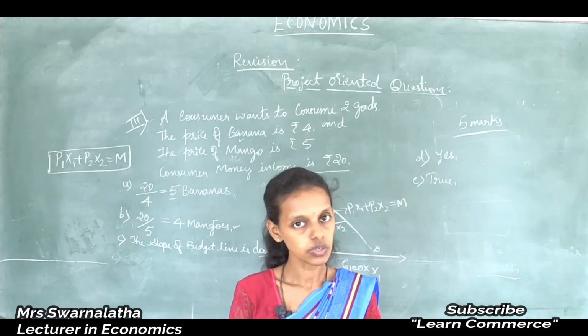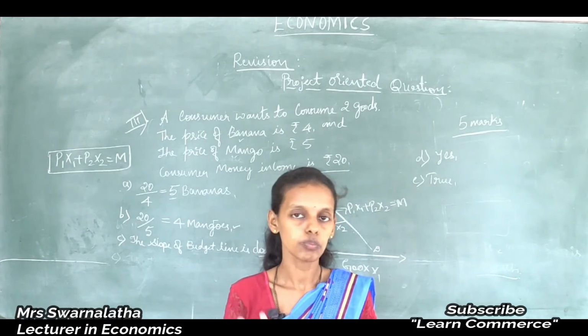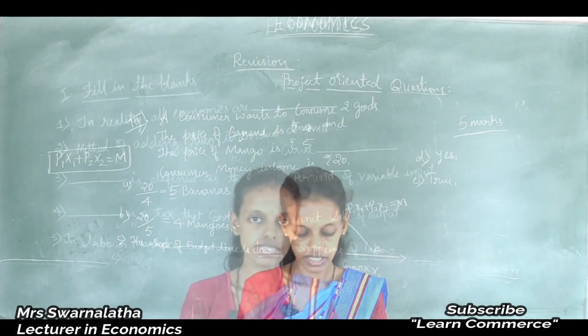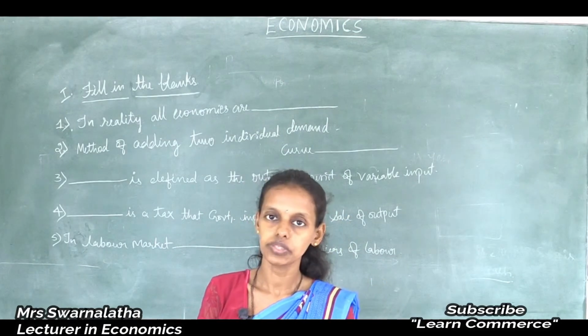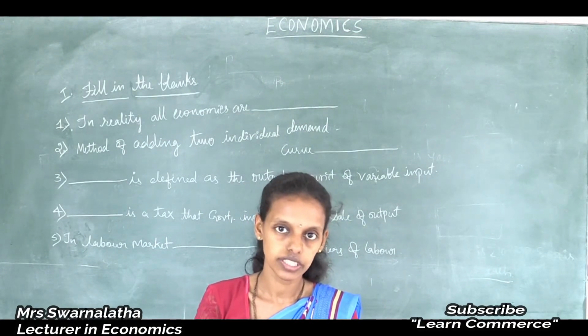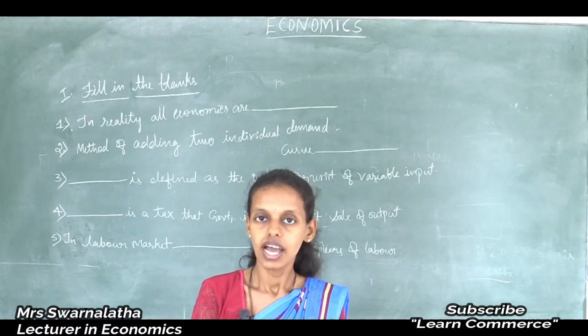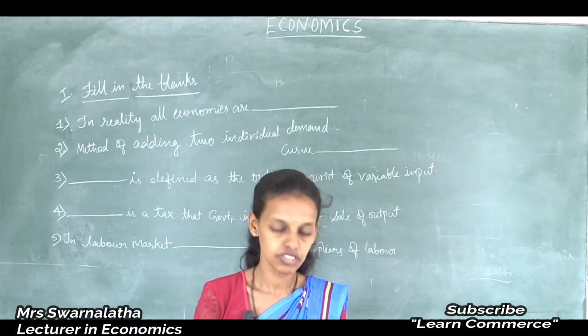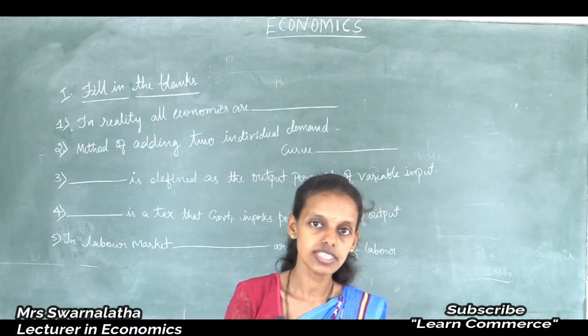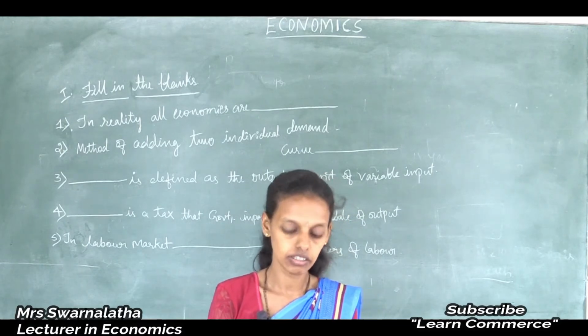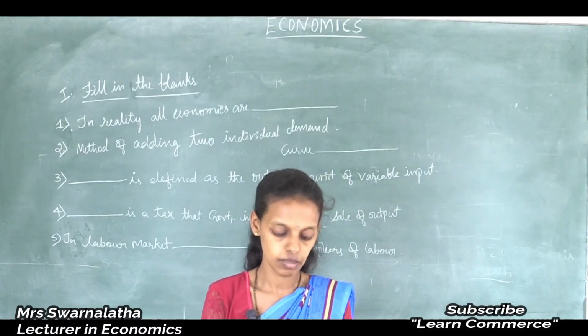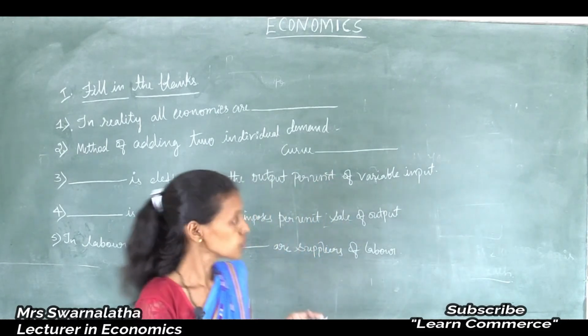Next class we are going to solve the remaining 3 main project oriented questions. So whatever revision we did in the previous class is about project oriented questions of microeconomics. Let us start the question paper revision from the beginning. The first main question in Part A of the second PUC question paper is fill in the blanks for the following.